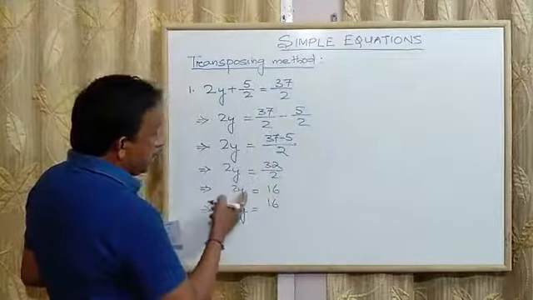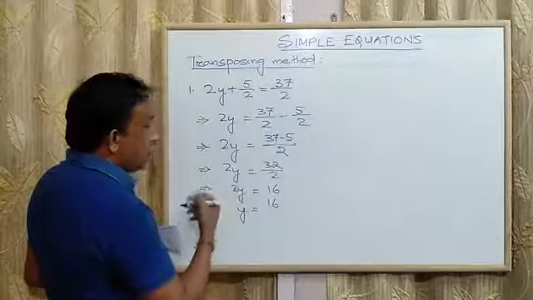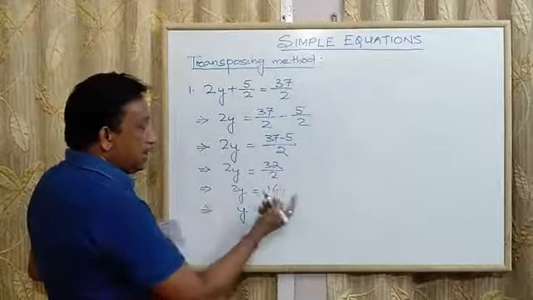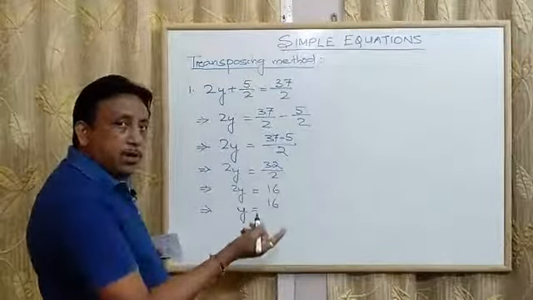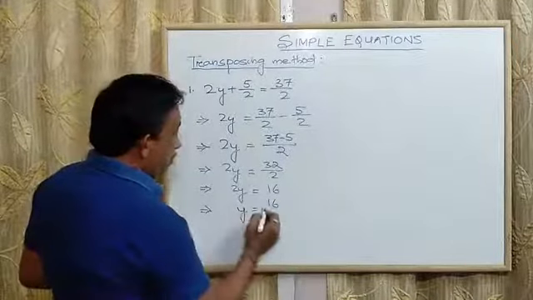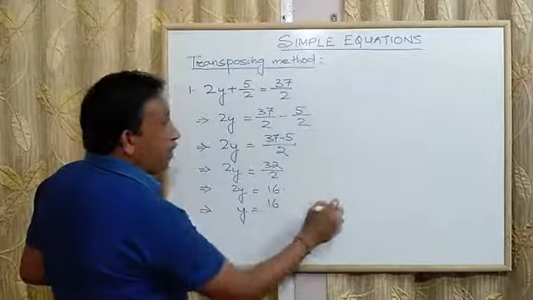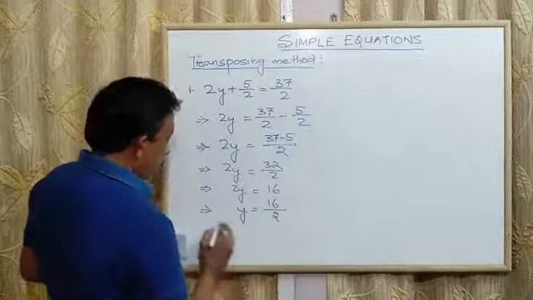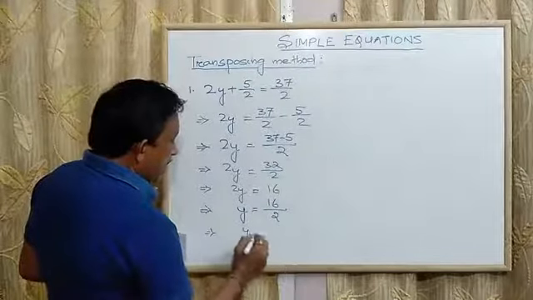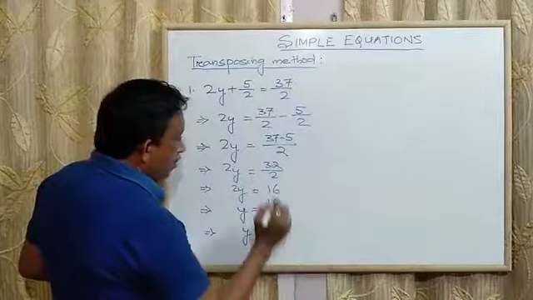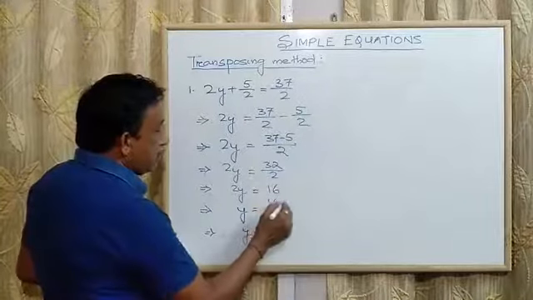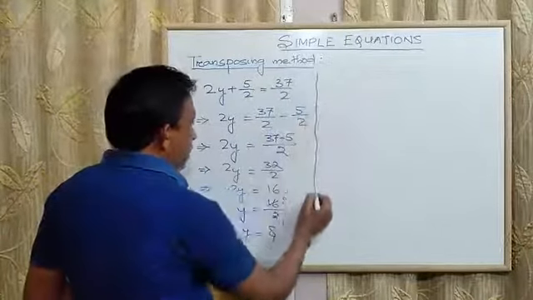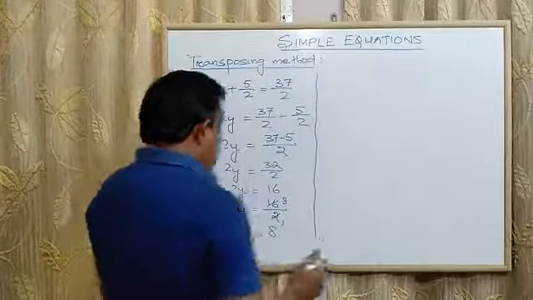Now this 2 is connected to y by multiplication. 2y means 2 into y. So this is multiplication, and when it changes the side, the multiplication becomes division. So y will be equal to 16 into 1/2, that means 16/2. So finally, how much is y? y is 8. 2 ones are 2, 2 eights are 16. I hope you have understood this. Now let's see one more example.